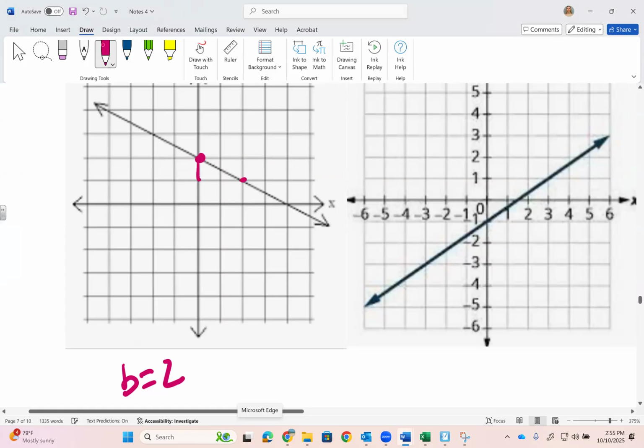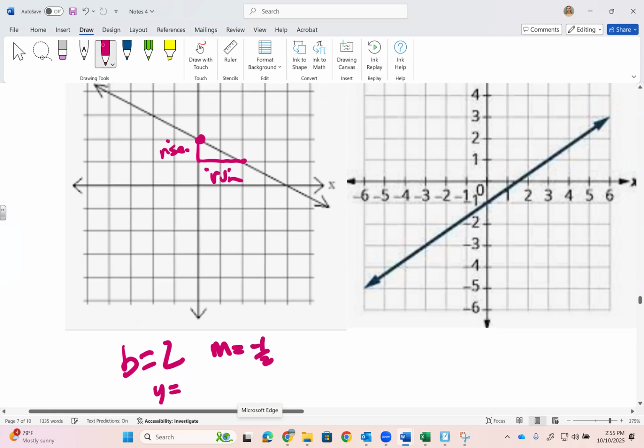And those are 2 nice points here. This is 1 and this is 2. And it's going downhill. And it's rise over run. So this would be the rise. This is the run. So it'd be negative a half. So our equation would be y equals negative 1/2 x plus 2.